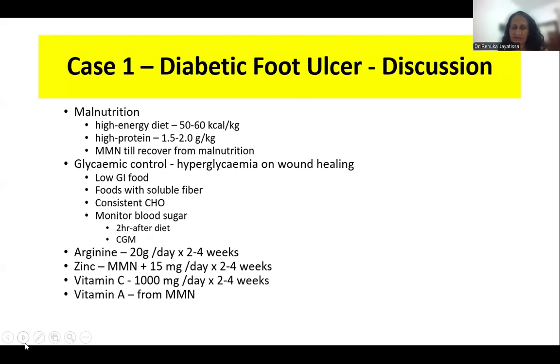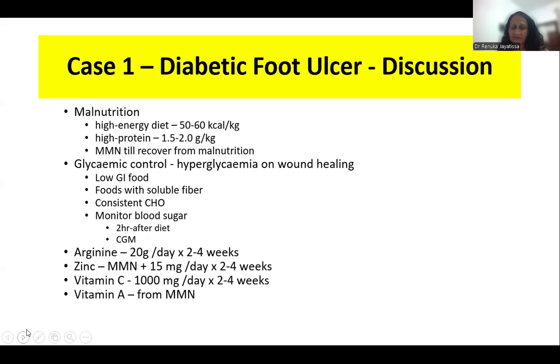Then the next one is, as you mentioned, glycemic control, because hyperglycemia will affect the wound healing. So we have to really look at low GI food for these patients, because with high GI food, it will get further aggravated. Another thing is foods with soluble fiber are very important, and having consistent carbohydrates throughout the day. Monitoring the blood sugar is very important, maybe 2 hours after diet, or currently you have the continuous glucose monitoring system. They can have that if they can afford it.